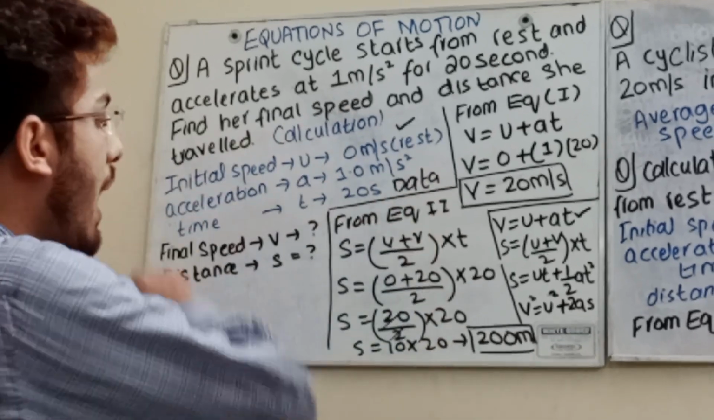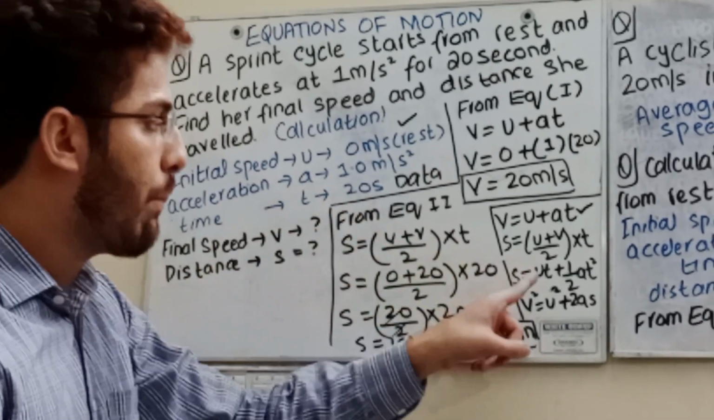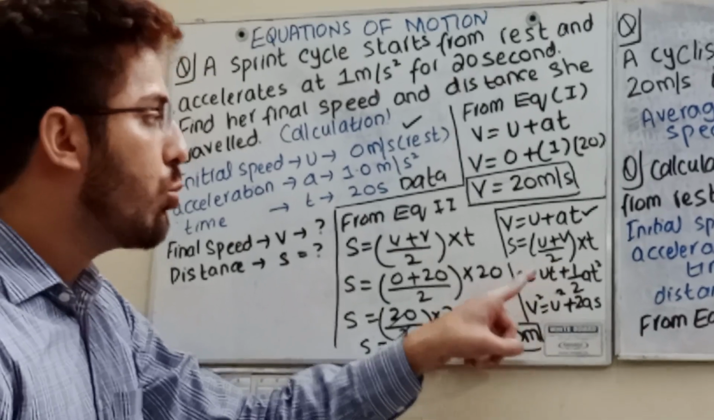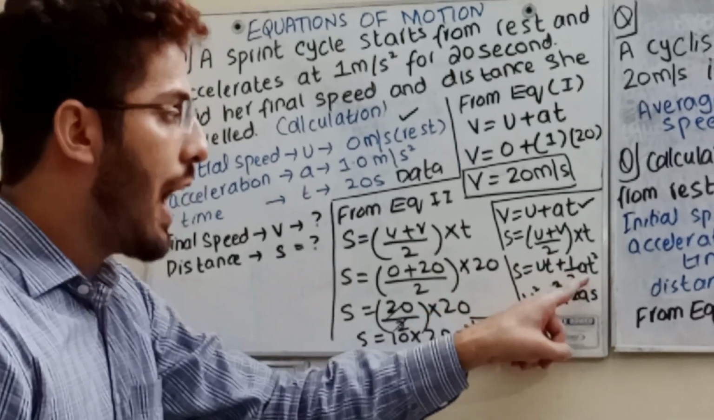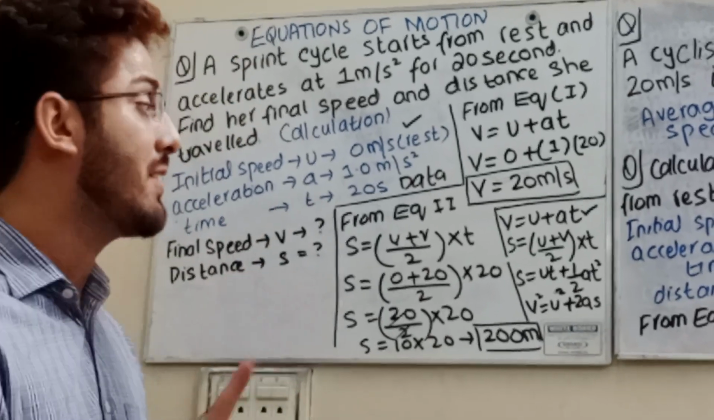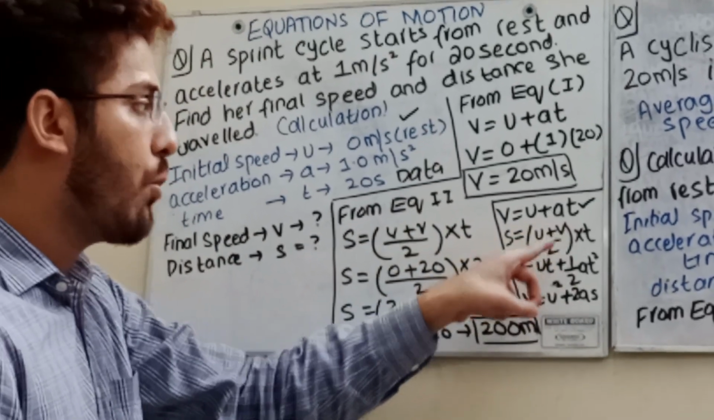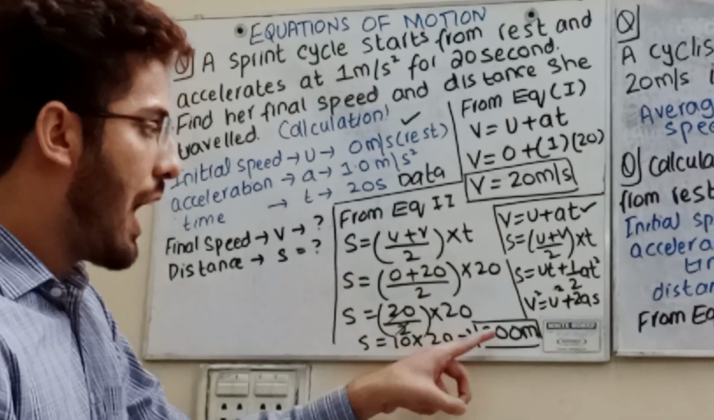Now distance, you have 2 formulas: (initial plus final) upon 2 into time, or definitely ut plus half at square. But you have been given acceleration as well, so you can apply this formula also, initial speed into time plus half at square. You will get the same answer, students. Remember my word, you will get the same answer. I am applying this formula, (initial plus final) upon 2, and definitely I got the answer 200.